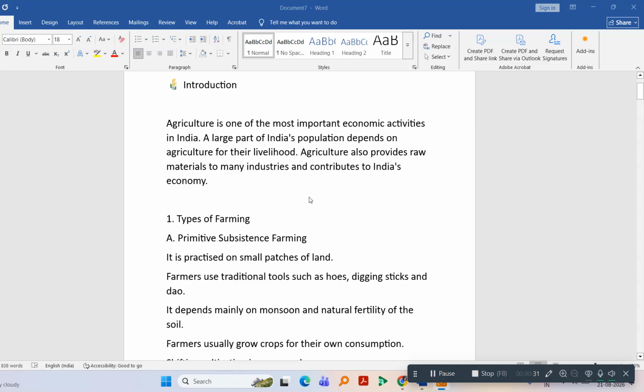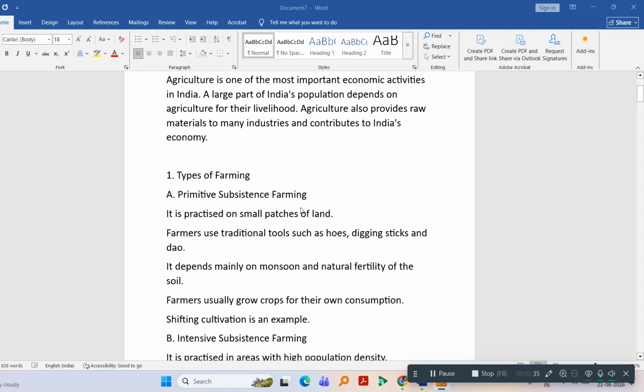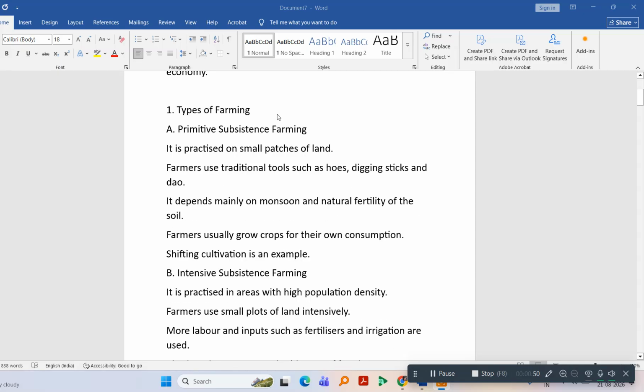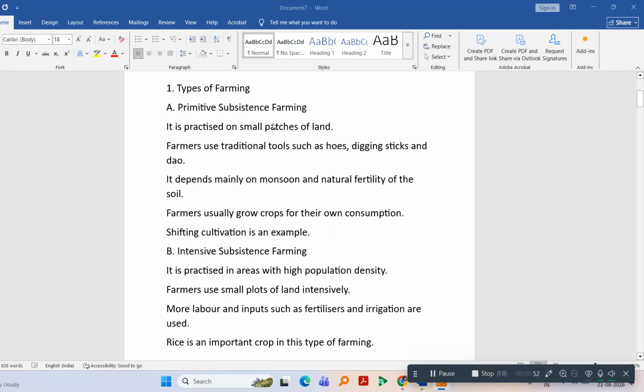The types of farming: primitive subsistence farming. It is practiced on small patches of land. Farmers traditionally use tools such as hoes, digging sticks, and dhow. It depends mainly on monsoon and natural fertility of the soil. Farmers usually grow their crops for their own consumption. Shifting cultivation is an example.